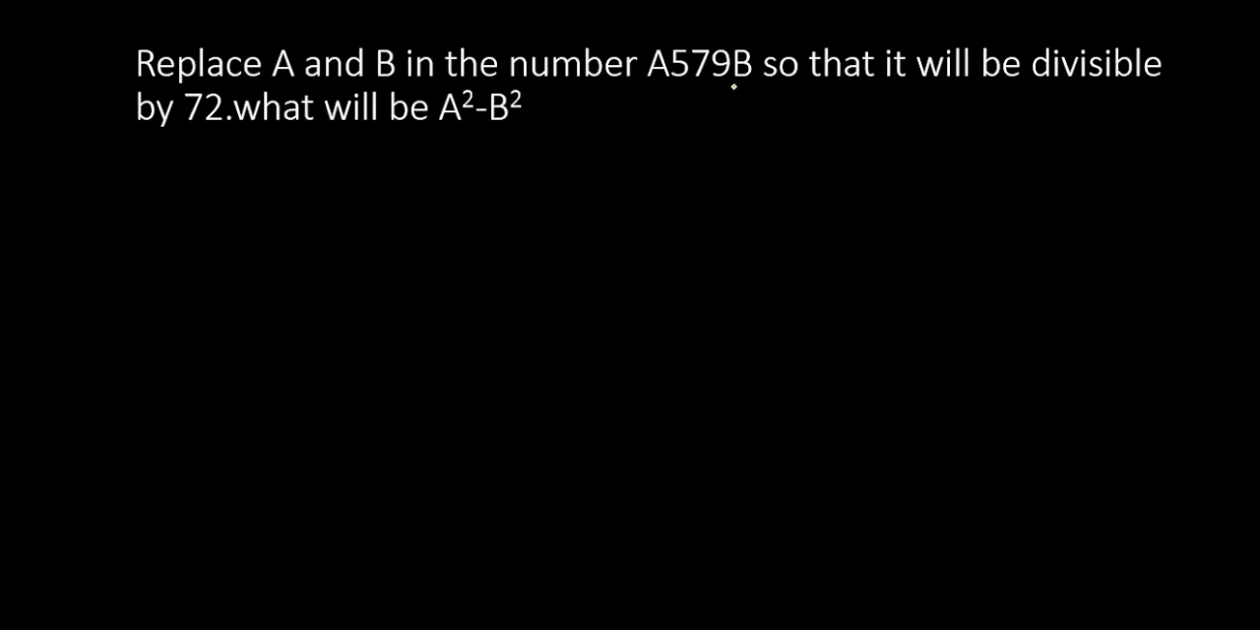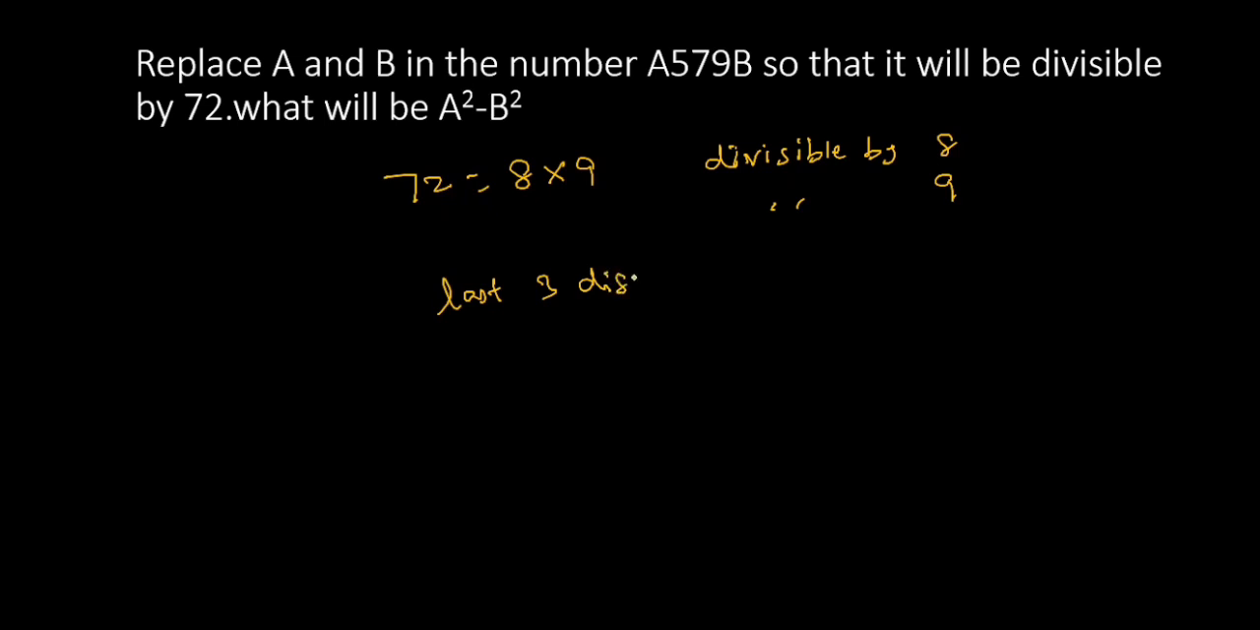Next, replace A and B in the number A579B, so that it will be divisible by 72. Now the factors of 72: when I take 72, it is equivalent to 8 into 9. That means the number should be divisible by 8, and it should be divisible by 9 also. So we will just go for 8 here. 8 means last 3 digits. So the last 3 digits should be divisible by 8.